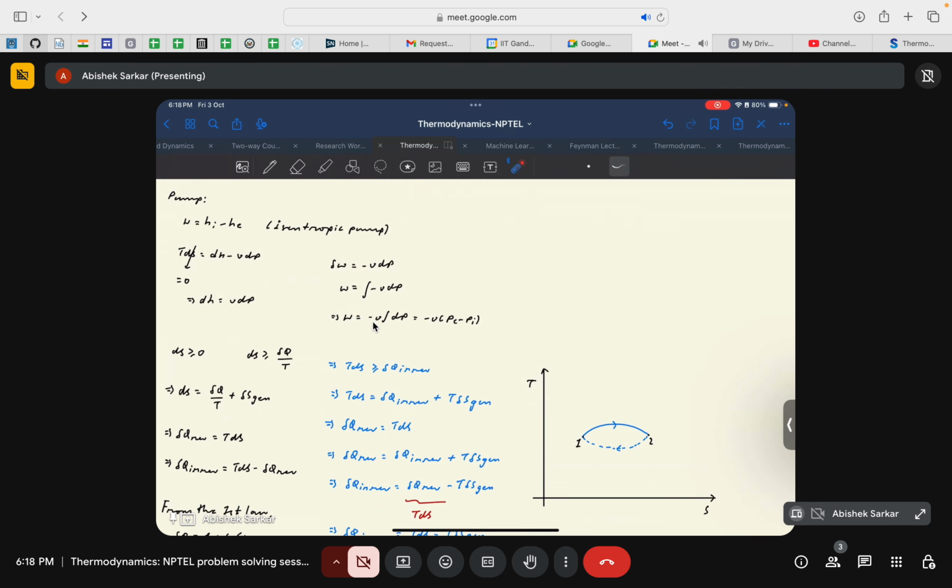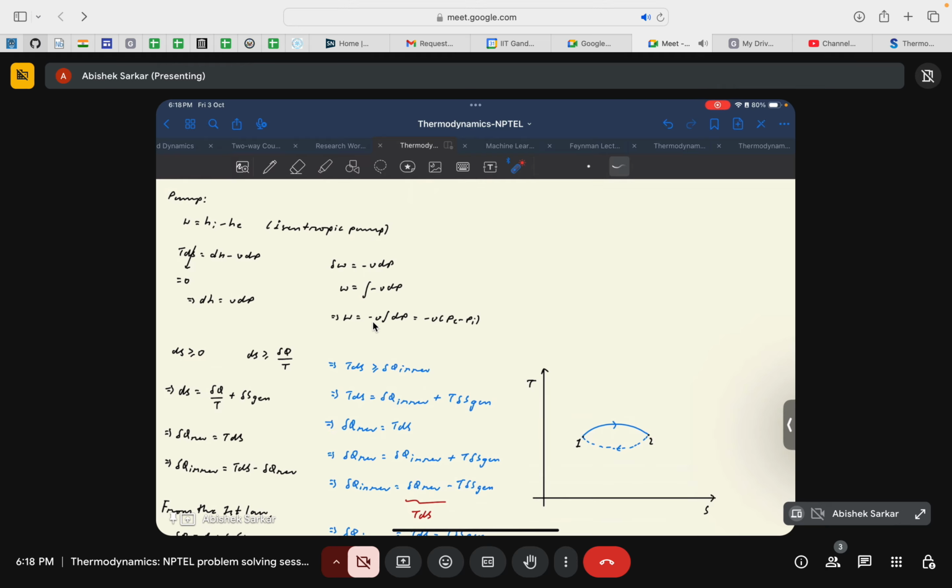I think I can skip this part, but still I'll just briefly go through it. This part. So the expression for the work done by a pump. I think it's already been discussed, but still there might be some problems in the assignments where you may need to recall the expression for work done through a pump.